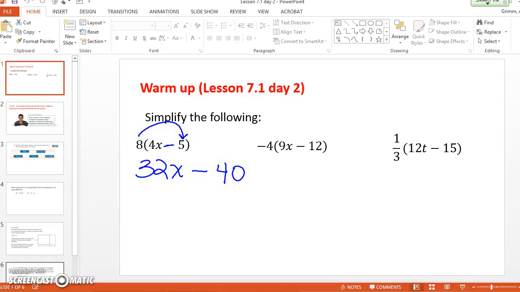Okay? Alright, then we got a little bit harder, and we dealt with more positive and negative. That's what you guys are really struggling with, more on your signs than anything else. So I'm going to take negative 4 times 9. Negative 4 times 9 is negative 36x. I'm going to keep the subtraction sign, and then I'm going to take negative 4 times 12, which is negative 48.